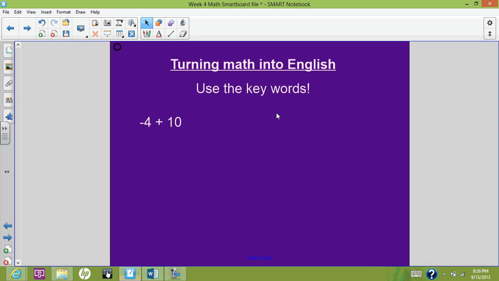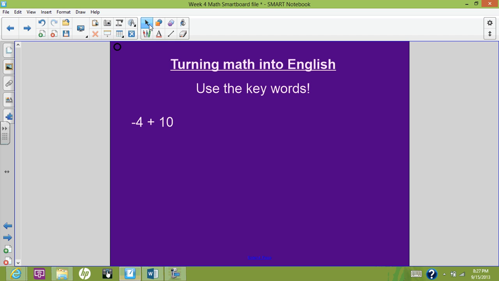And this is the part where it gets fun, where you can be really creative. At the next page of your notebook, put the heading, Turning Math into English. And I want you guys to get really creative here. Of course, creative in a way that still makes sense, but get creative. I have 4 different problems for you. This first one is negative 4 plus 10. And I want you to write a real world situation that would represent this problem.